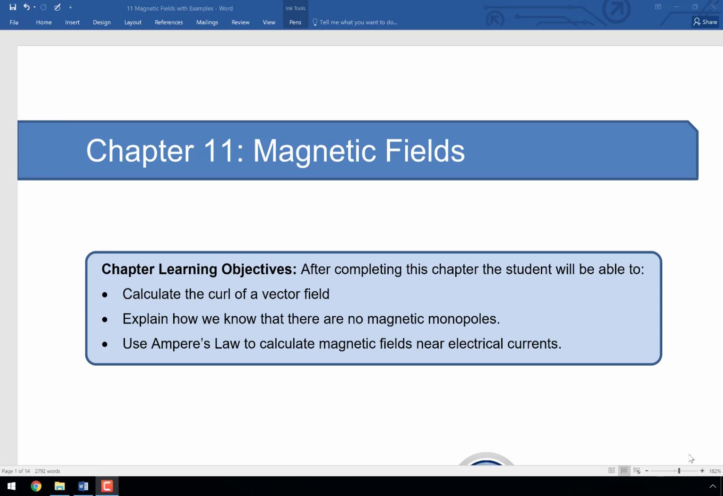Welcome to our discussion for Chapter 11. Today we're going to talk about magnetic fields. We'll talk about how they're created. We'll talk about how we can calculate their direction, how we can calculate their magnitude.